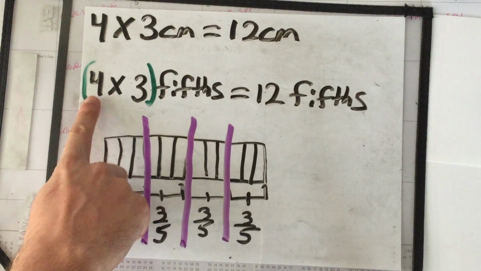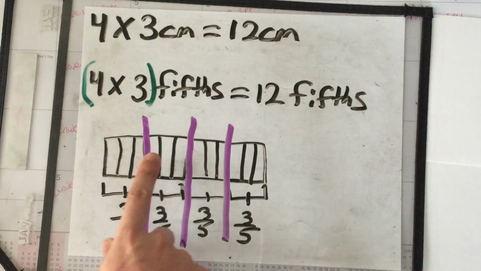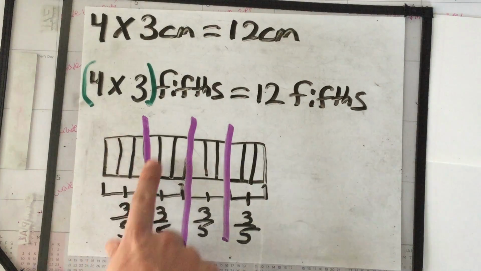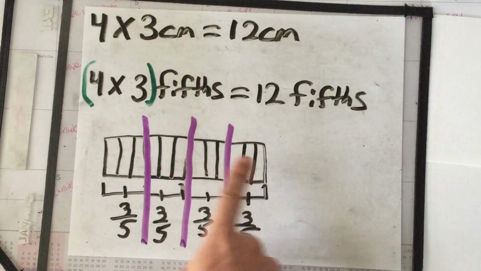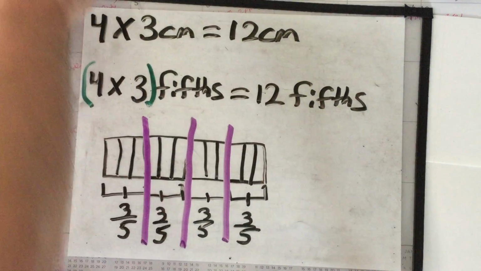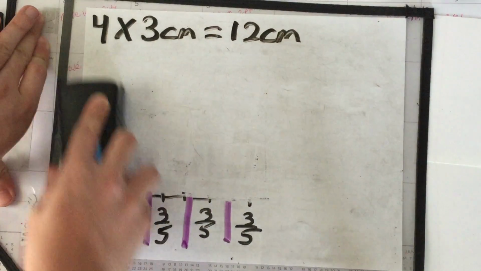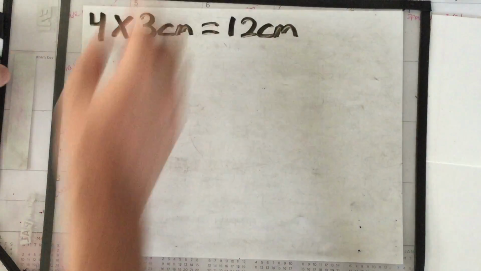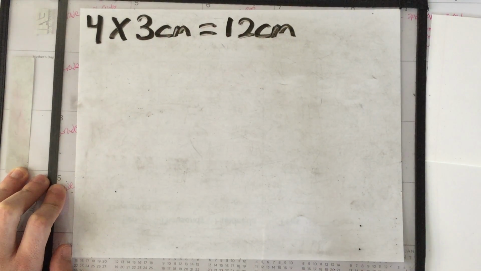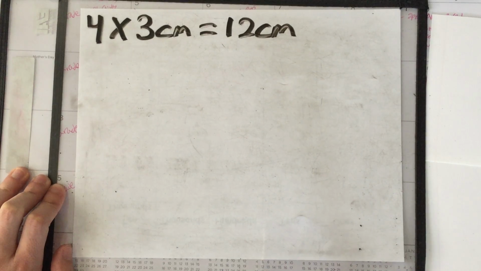Notice again how we stuck with the 4 times 3 equals 12. 1, 2, 3, 1, 2, 3, 1, 2, 3, 1, 2, 3. 3 times 4 equals 12. What I'm going to do here is leave this 4 times 3 up here, but we're going to look at this in a little bit different way. Now I'm going to write the multiplication equation in standard form.